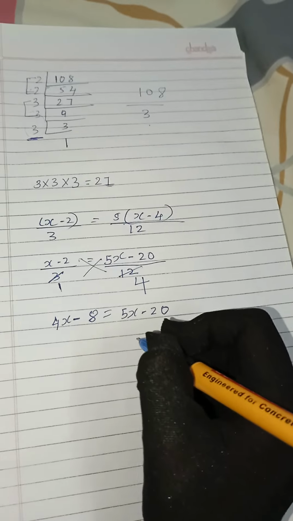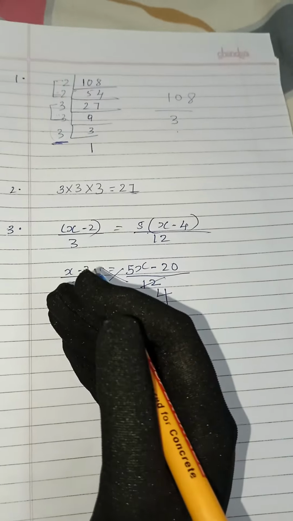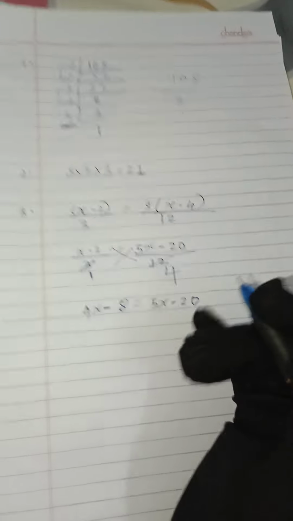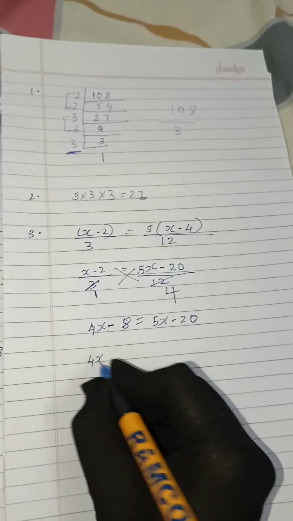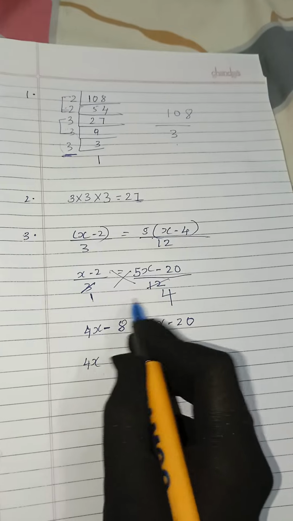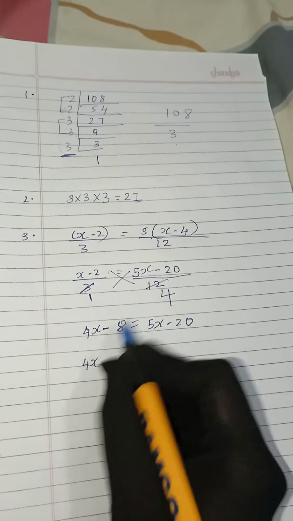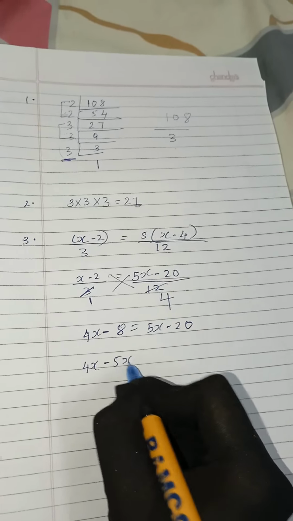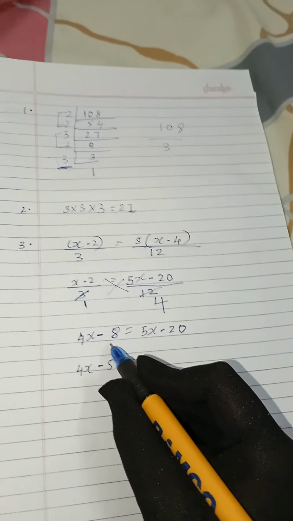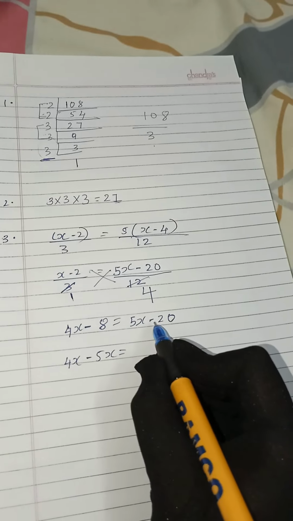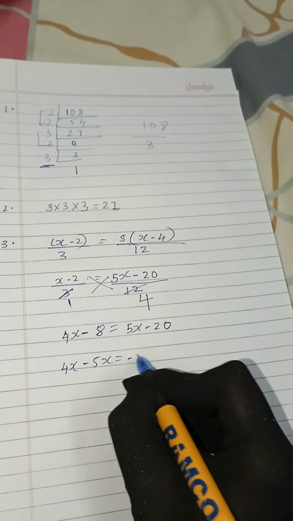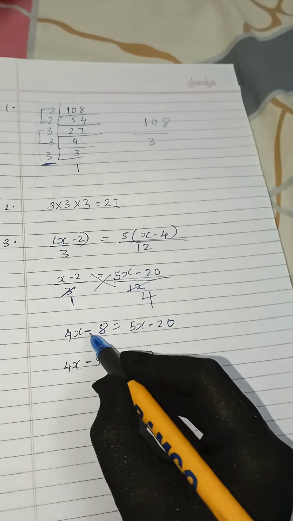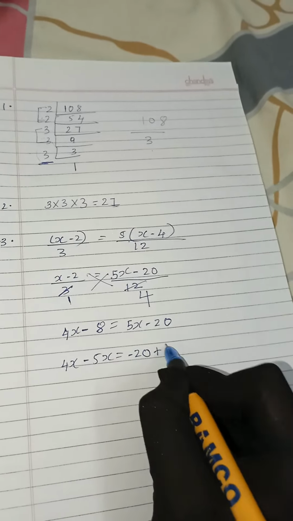Now what is the next step? We will shift all the variables to one place and only numbers to one place. So this is a variable, let it be in that place itself, 4x. We will shift 5x here. If we shift, it will become minus 5x is equals to minus 8. Minus 20 will shift here and this will become plus 20, and if we shift minus 8 here, it will become plus 8.